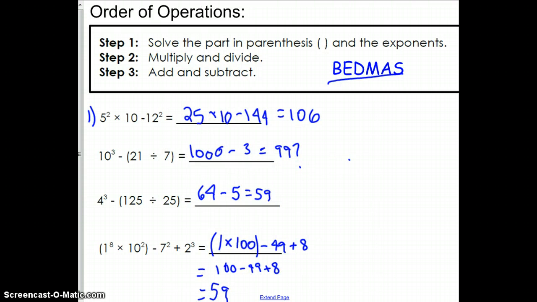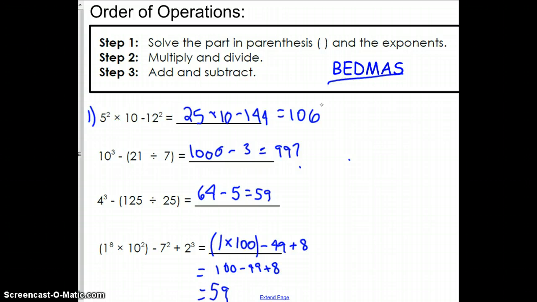The next important concept that you'll need is to figure out order of operations. The key rule here is BEDMAS. So you always start with your brackets, then your exponents, division and multiplication, and then addition and subtraction. If you look at question number 1, you're first going to start with changing the exponents into whole numbers. So we end up with 25 times 10 minus 144, which then, since you're in addition and subtraction, can be done at the same time to get your answer of 106.